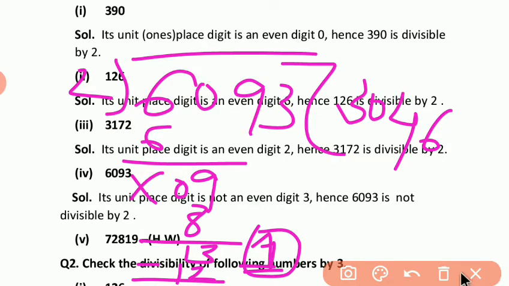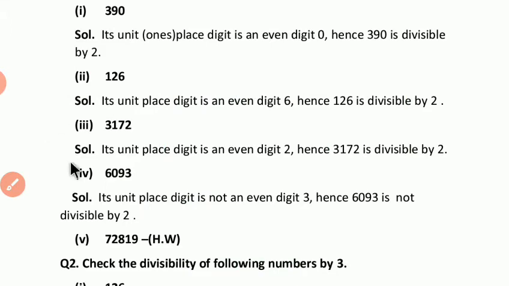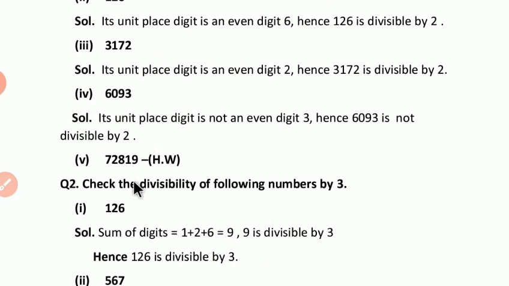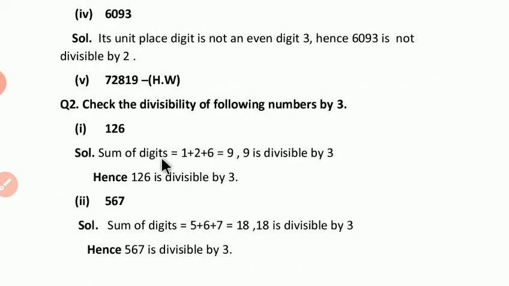So this is the shortcut. Here by seeing only its unit place digit, we can see that it is not divisible by 2. Then the fifth one is left for you as your homework.